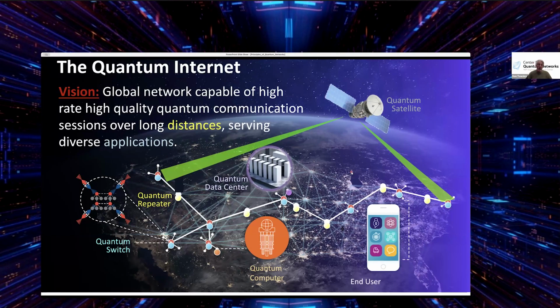And so the vision is that eventually we're going to have a quantum internet, which is really going to be a global network that's going to be capable of high rate, high quality quantum communications over long distances, serving just a huge variety of applications. Might have to do with security, with distributed quantum computing, sensing. I imagine, just as happened with the classical internet, there'll be applications that some of you in your dorm rooms will come up with that we researchers would never have thought of.